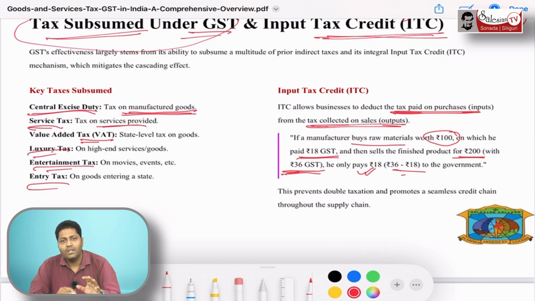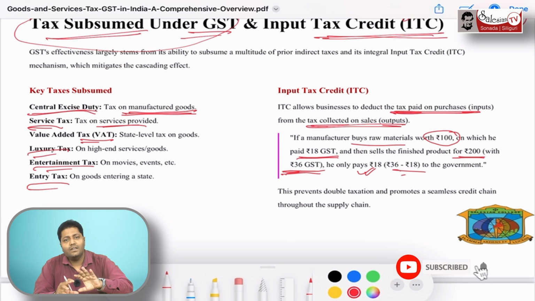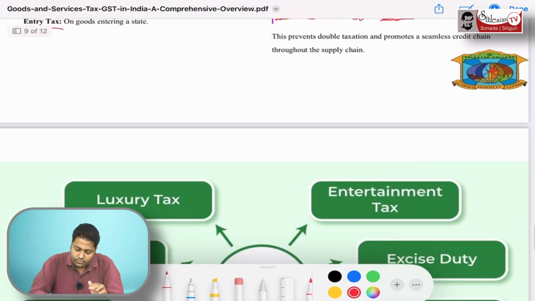That means in your account that 18 rupees is there. If anyone is paying 36 rupees, that 18 rupees will be deducted, and the rest of the 18 rupees you have to pay. That is your input tax credit.